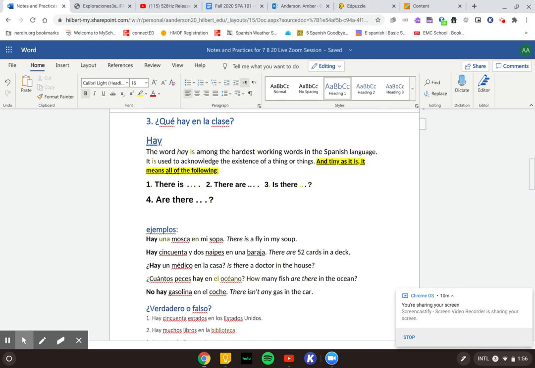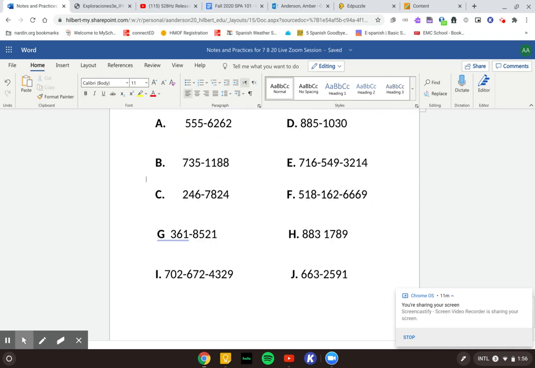It also could be used as a question. You could say something like, ¿hay un burro en la clase? So when you put that emphasis to make it a question, you're just lifting up your voice a little bit. ¿Hay un burro en la clase? It's more of an inquisitive tone. And then for the last one, I could say, ¿hay 5 estudiantes en la clase de español? Are there 5 students in class?